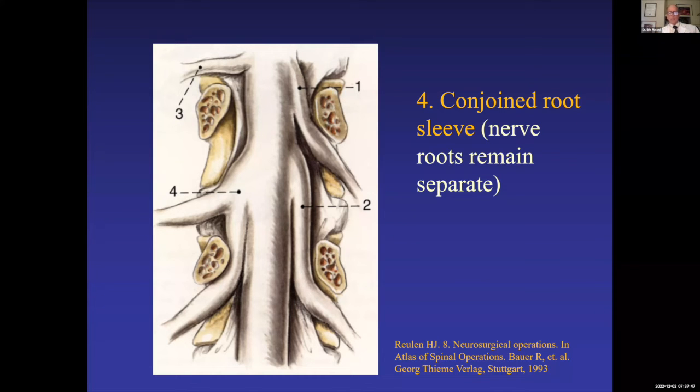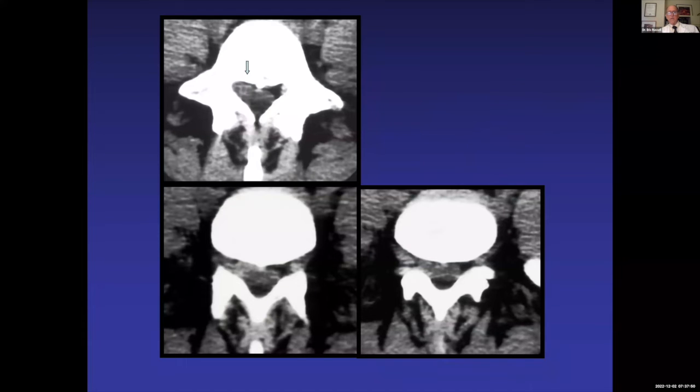And if you see asymmetry in fat, it may make you worry about a disc herniation. This is an axial non-contrast CT in a case of a conjoint root sleeve. Notice the arrow is pointing to the root sleeve at the level where you can see the conjoint root sleeve best. On the left, you see fat lateral to the thecal sac, medial to the pedicle.